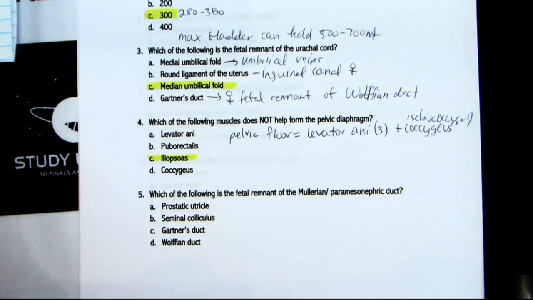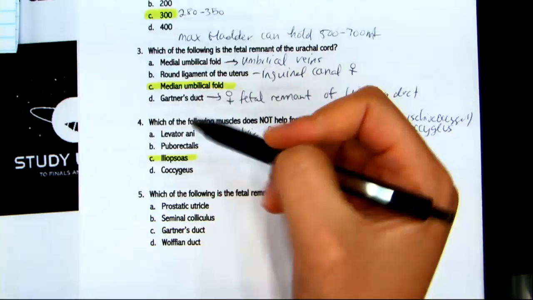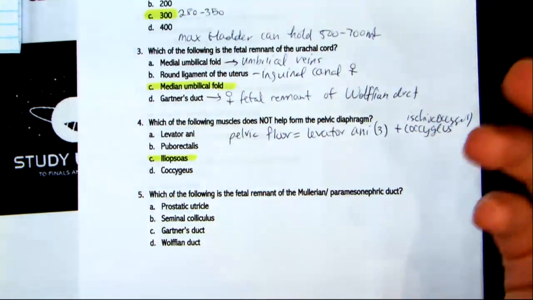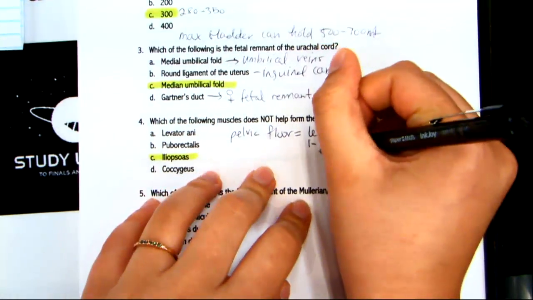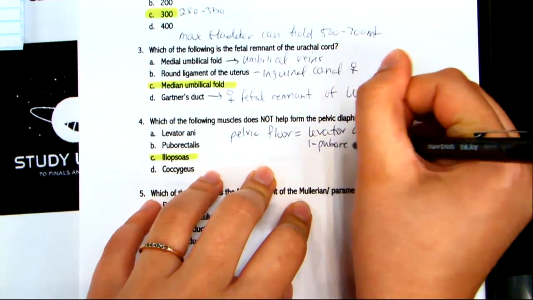So we need to know the 3 parts of levator ani because you might be asked which of the following muscles does not help form the levator ani, right? So we need to know both parts of that. Or he might not write this, but he might write all of its parts. So we don't want to miss a question just for that. So the 3 parts of the levator ani are the puborectalis muscle.